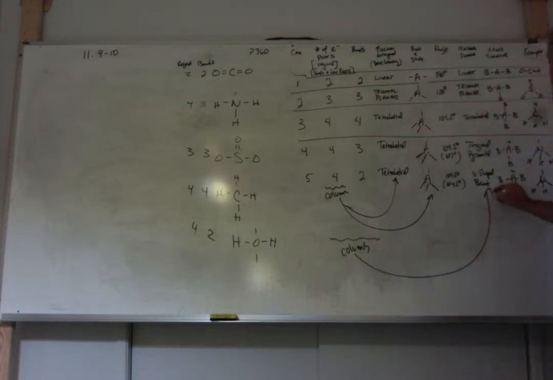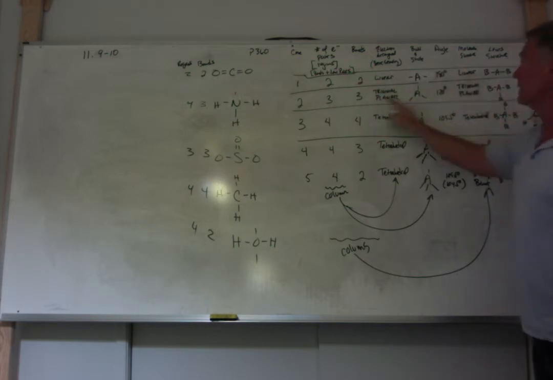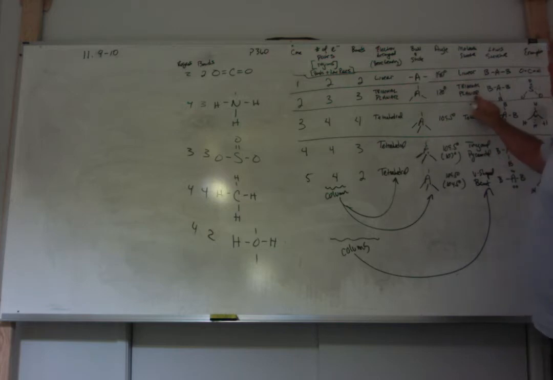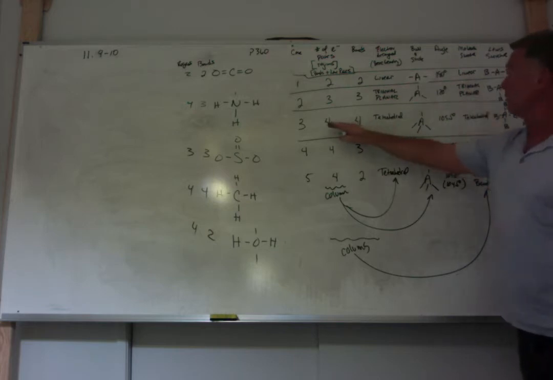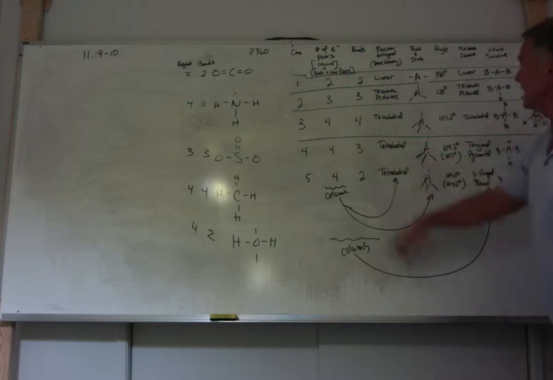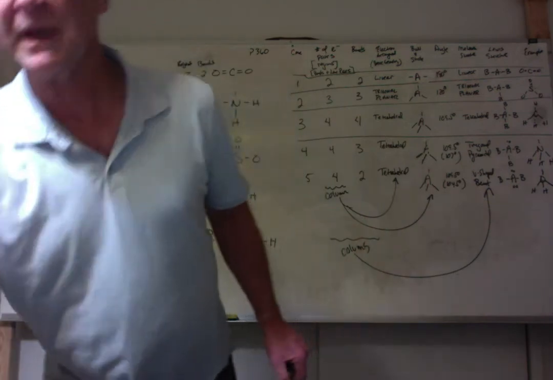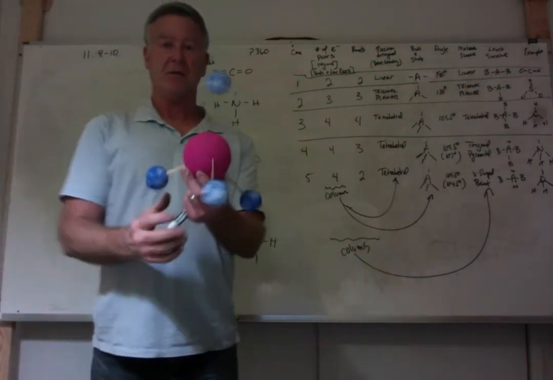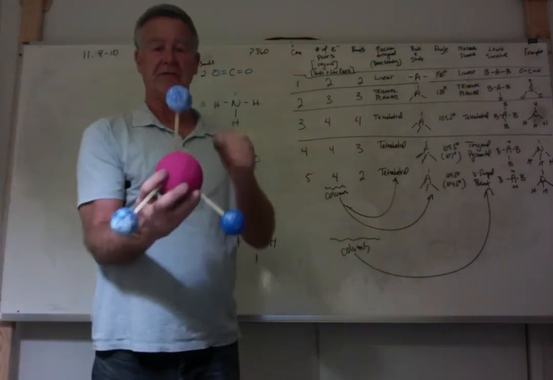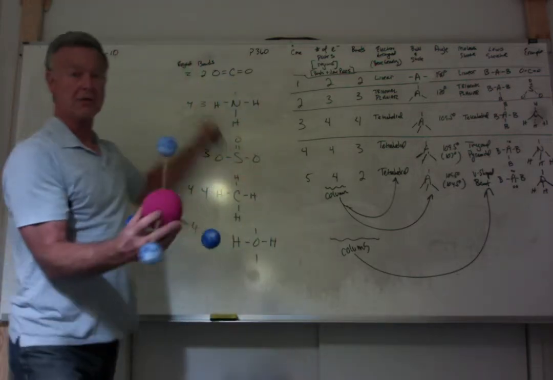A molecule that has 2 pairs is always going to be linear. 3 pairs is always going to be trigonal planar. But 4 pairs, it'll depend on how many bonds. If it's 4 and 4, it's tetrahedral. But let's say we have NH3 here.